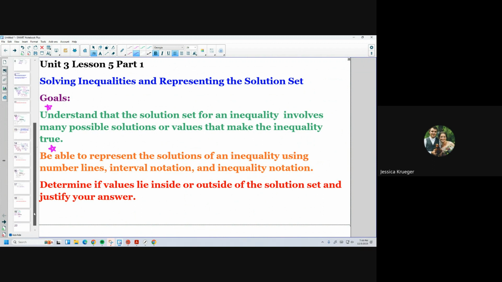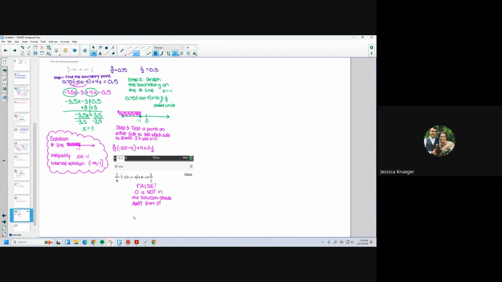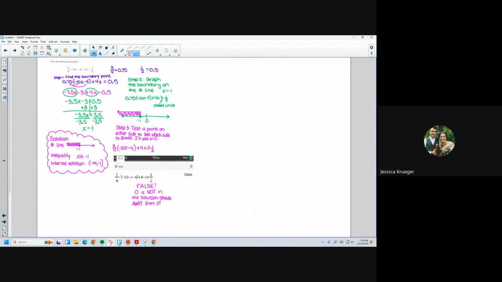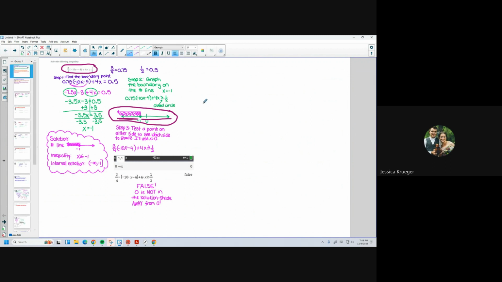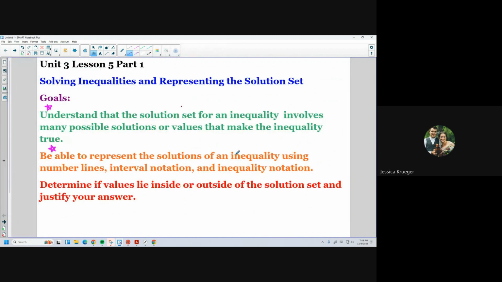We saw that here, for example. Here's my solution. My solution is any number in this shaded interval. There's many, many, many numbers that will make my original inequality true. There's also many numbers that will make it false. And then just to be able to represent the solutions using number lines, interval notation, and inequality notation, and determine if values lie inside or outside of the solution set.